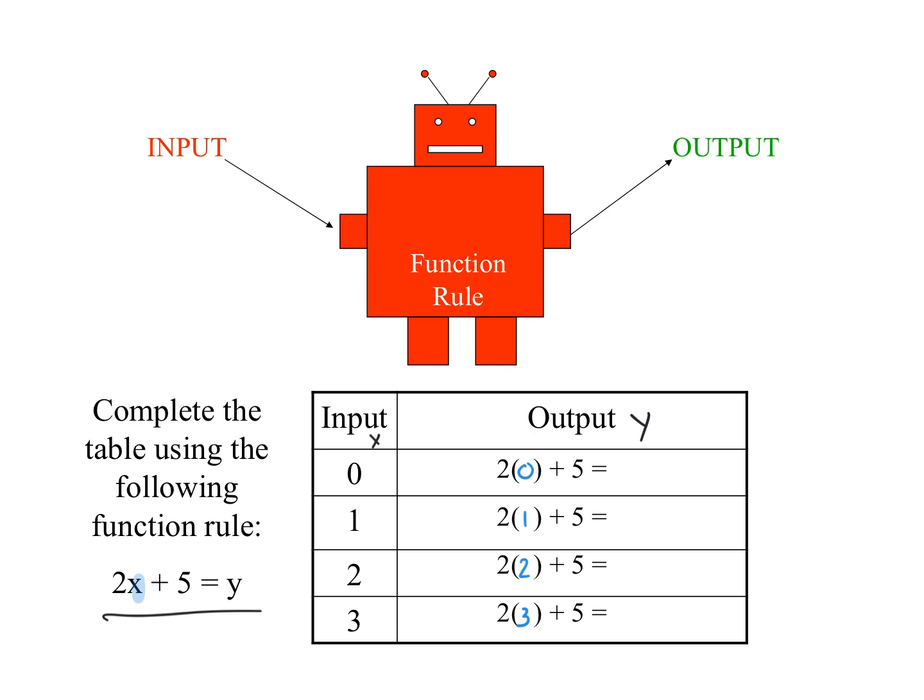So 2 times 0 is 0, plus 5, that's going to give us 5. 2 times 1 is 2, plus 5 is going to equal 7. 2 times 2 is 4, plus 5, it's equal to 9. And then it's going to be 3 times 2, or 2 times 3, is 6, plus 5 equals 11.